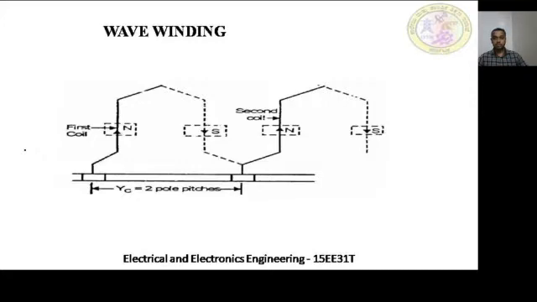Sorry, the front pitch: the second and the third conductors, which are connected to the commutator segment, that coil side forms the front pitch. The dotted line of the second conductor and the thick line of the third conductor, the distance between these two forms the front pitch.